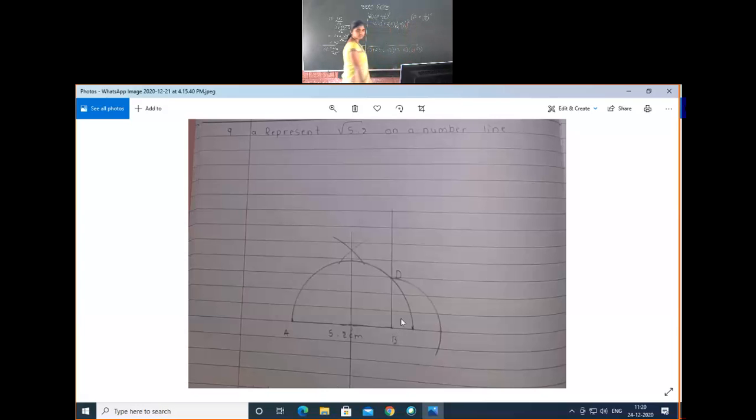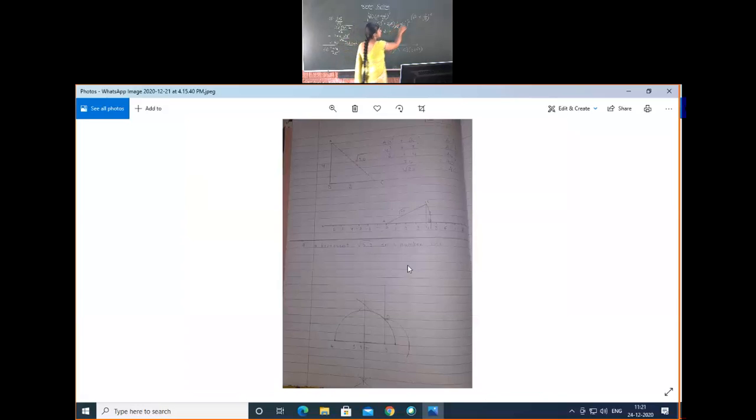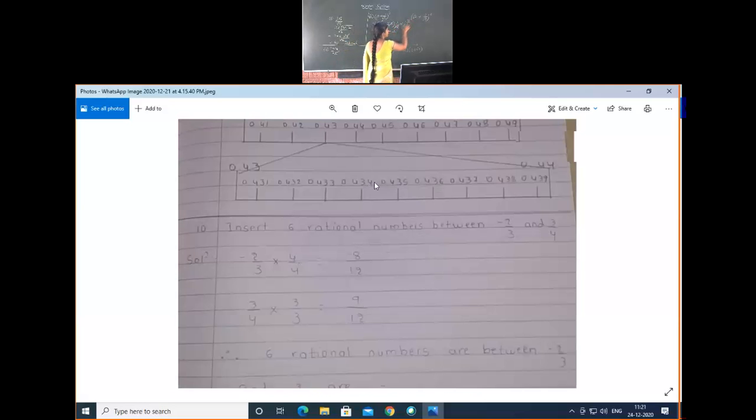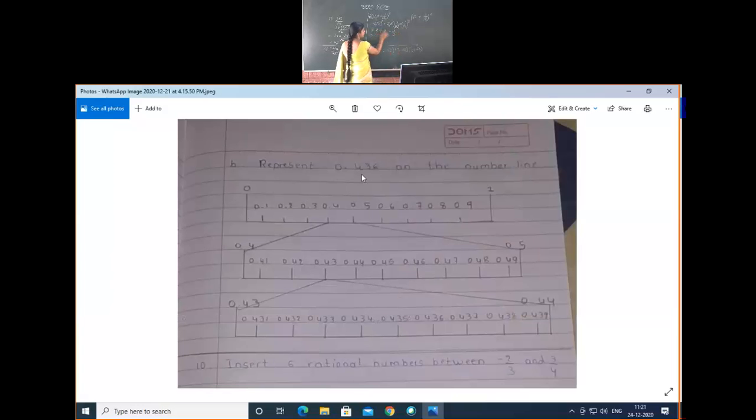Got the idea of this one? a plus b whole square. Next, the square root gets cancelled: 2 plus, here root 2 only cancelled, 2 into 1 is 2, plus 1 square is 1, divided by the square root gets cancelled, 2. So 2 plus 2 is 4 plus 1 by 2. What is the LCM here? 2. So here 8 plus 1, which is equal to 9 by 2.